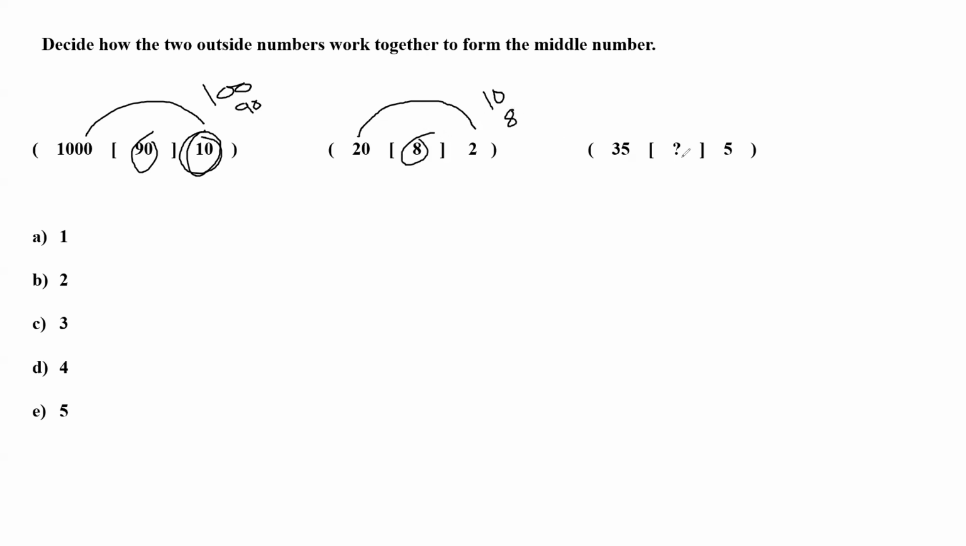So we must do the same thing for our third set. Okay? So 35 divided by the outside number, so 35 divided by 5 gives us 7. Then we subtract the outside number, so 7 take away 5 gives us 2. So the answer is 2. Yeah, if you got that one, really, really good. Very well observed, because that was not easy. That's not easy at all.